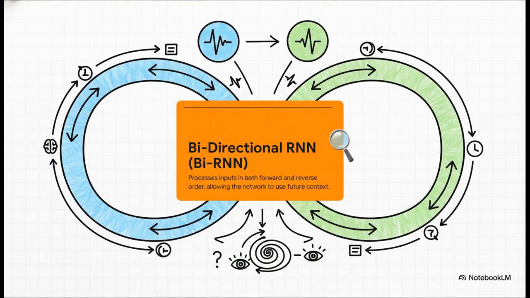The solution to this is just as elegant as the problem. It's called a bidirectional RNN. The architecture is simple. You just run two separate RNNs. One of them reads the sentence from start to finish, and the other reads it from finish to start. Then you just combine what they both learned. By doing that, the AI gets the full picture, the past and the future, for every single word in the sentence.